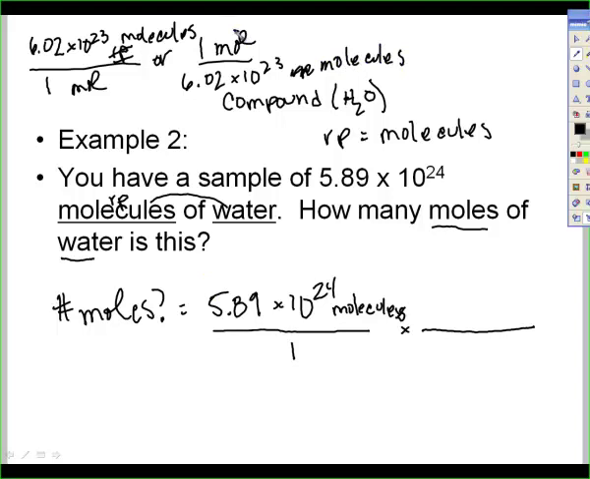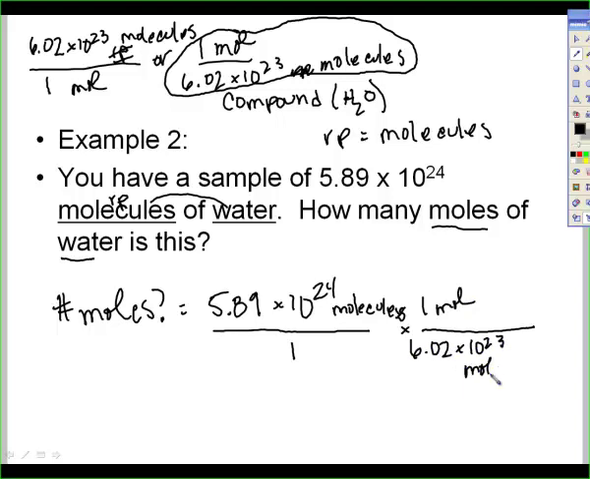Which one do I want? I want this one, because that allows me to put my molecules in the bottom. Molecules will cancel, and I'm left with the unit mole, which is what I wanted. So, to put this in my calculator, I'm going to put this number times 1, so I can ignore it, divided by 1, so I can ignore it, divided by this number. So essentially, it's this number divided by this number. Anything in the top we multiply by, anything in the bottom we divide by.